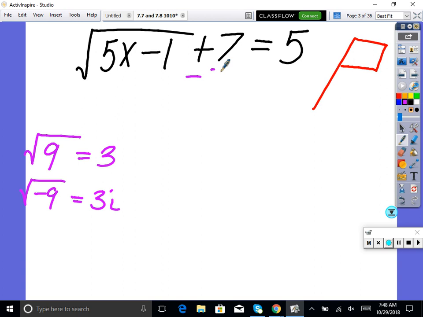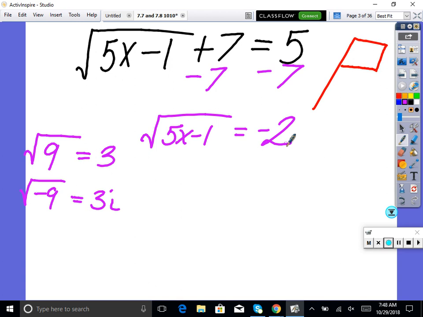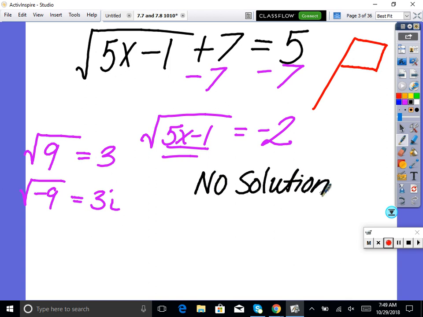So let's subtract 7 to isolate the radical. So we have the square root of 5x minus 1 equals negative 2. When will the square root ever equal a negative 2? It won't. It can't. It's not possible. No matter what I put under here, we can't get out a negative 2. So this one would be no solution. Now if you get that far and you remember that rule, you're going to be good to go. You're going to say, okay, no solution because the square root can't equal a negative.